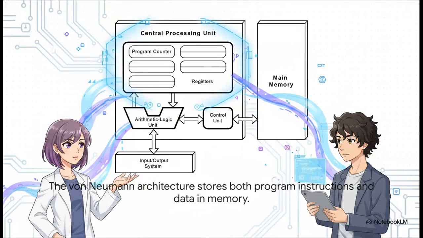The absolute genius of the von Neumann model was to treat the program's instructions just like data, and then store them both in the same memory. This meant you could change the entire program without ever having to touch a single wire. This idea, the stored program computer, is the foundation of pretty much every single device we use today.